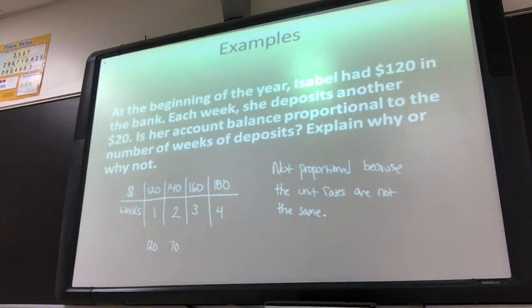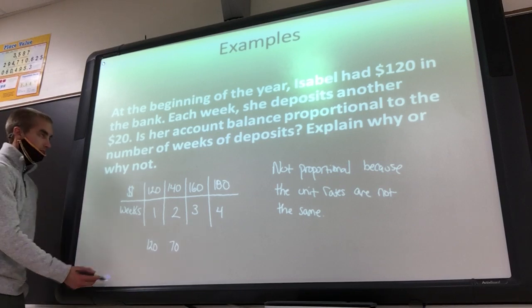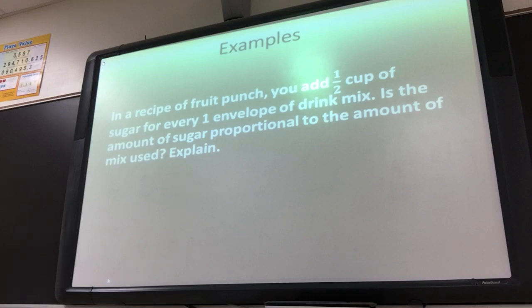Okay, any questions there? No? Let's look at one more. So in a recipe of fruit punch, you add half a cup of sugar for every 1 envelope of drink mix. The amount of sugar proportional to the amount of mix. So what 2 things are we comparing first of all?